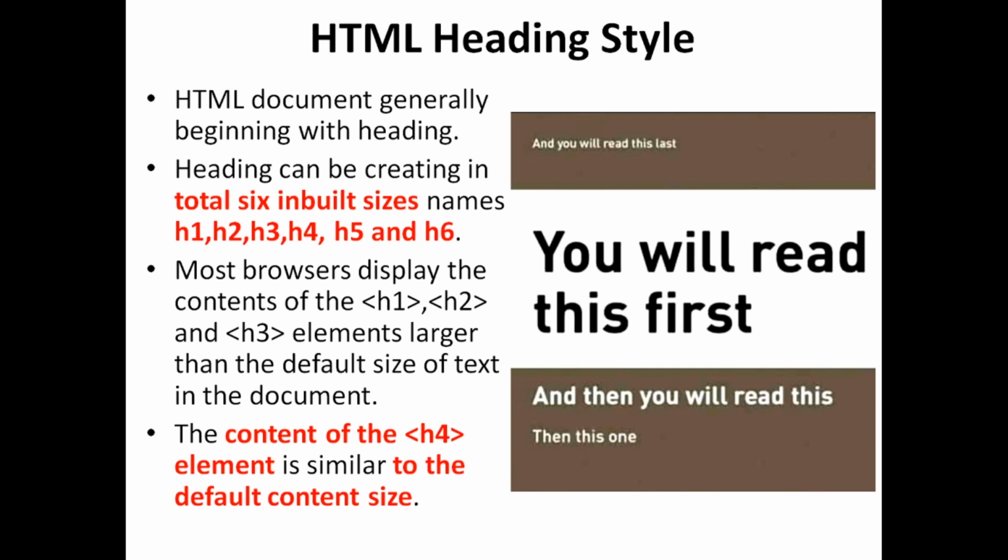First we will start with HTML heading styles. If you see this image, you will read this first and then you will read this, then this one, and you will read this last. That is the impact of using a heading in your document. All HTML documents generally begin with a heading. Headings can be created in a total of 6 different sizes, from H1 to H6. H1 is the largest heading size and H6 is the smallest. Most browsers display the content of H1, H2 and H3 elements larger than the default size of the text in the document, and the default size of the text is similar to whatever content you write in the H4 element.